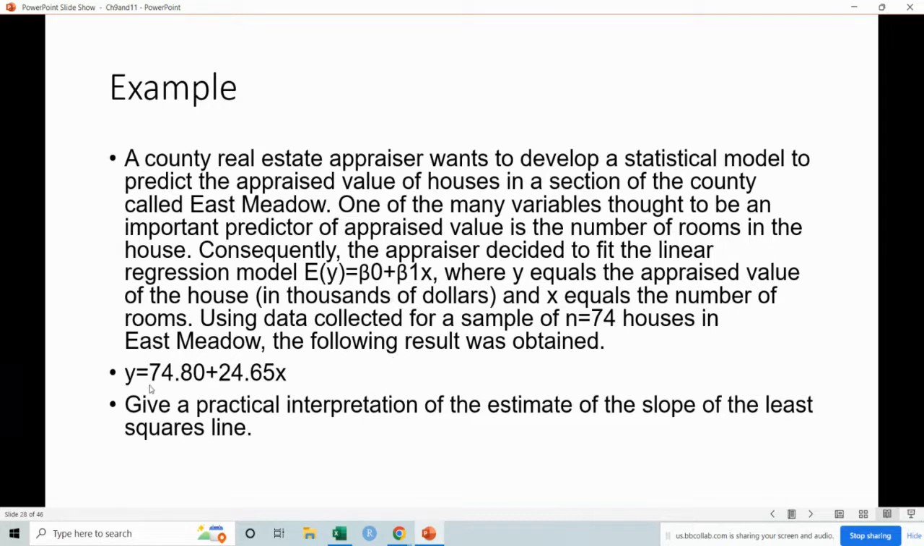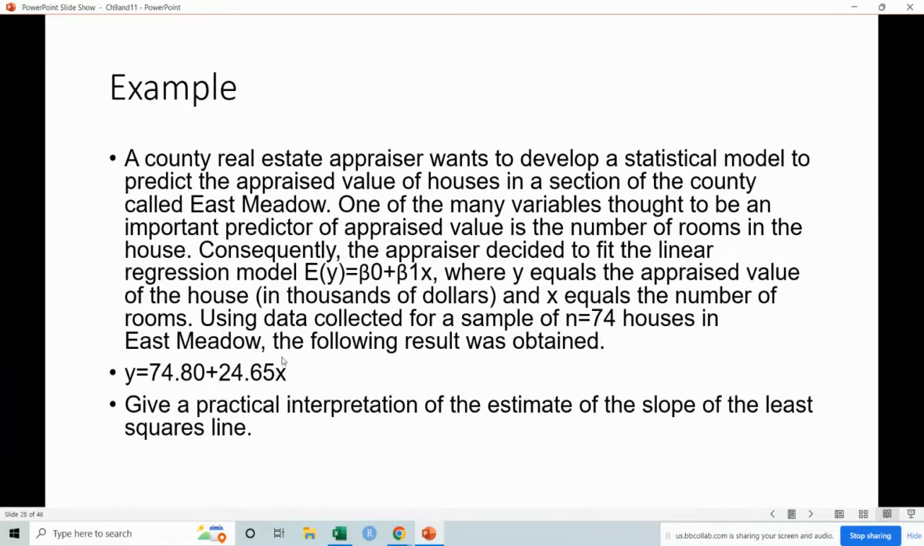So the formula we get is y equals 74.80 plus 24.65x. So this would be our y-intercept, and this would be our coefficient for our x value, the number of rooms. So give a practical interpretation of the estimate of the slope of the least squares line. So basically, what we need to know is really just this coefficient.